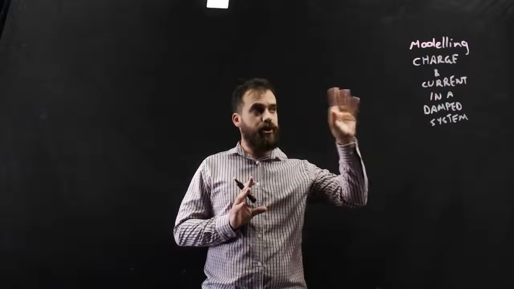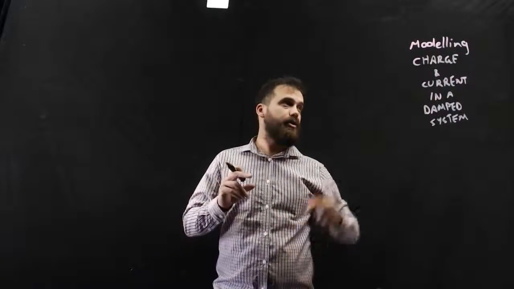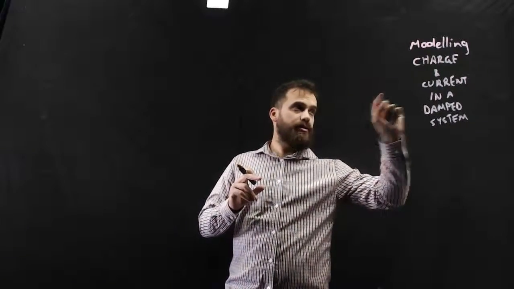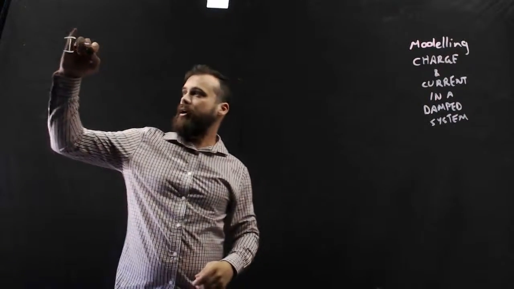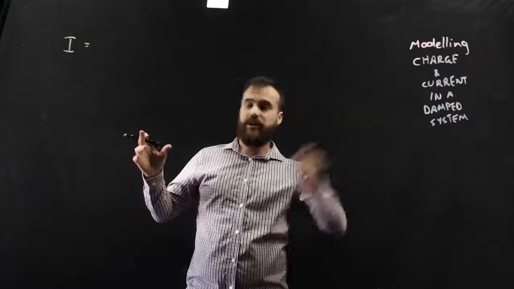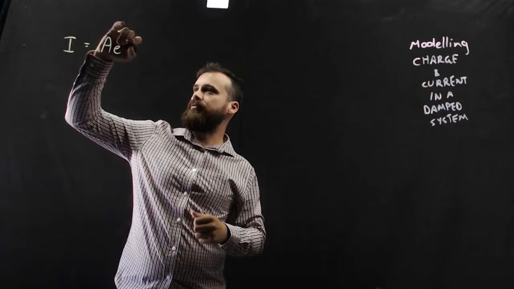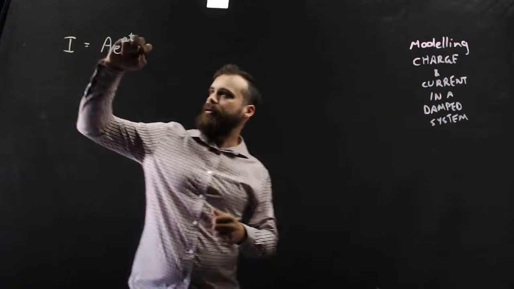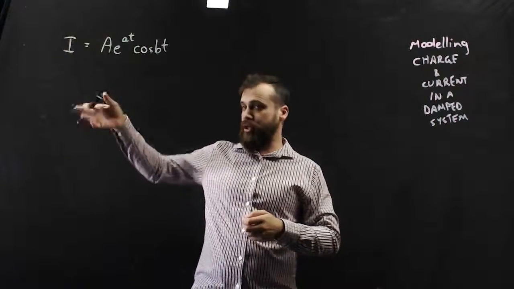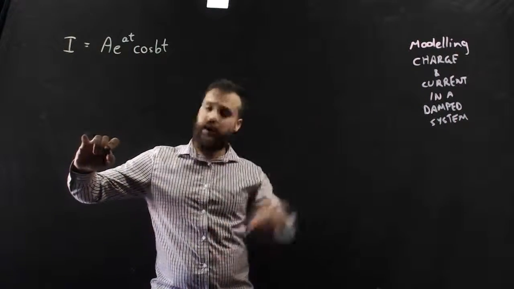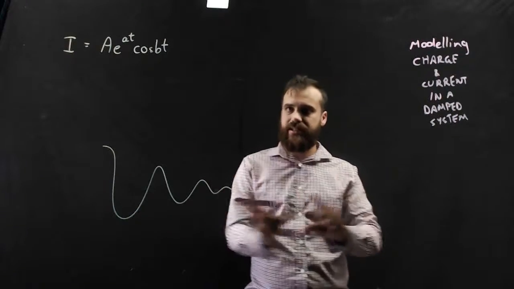Alright, so now we're just modelling charge and current in a damped system. So a few equations to look at. Now you should remember that current is going to be denoted with the letter I. And I, in a damped system, the current is going to be A e to the AT cosine BT. So you remember I flicked on my switch and the current will look something like this as it settles down.